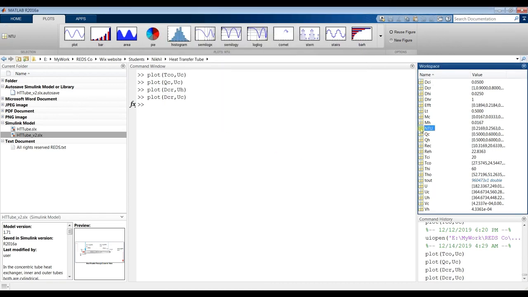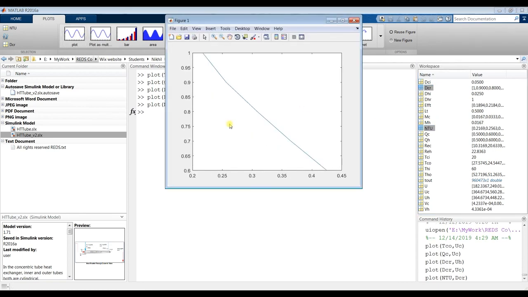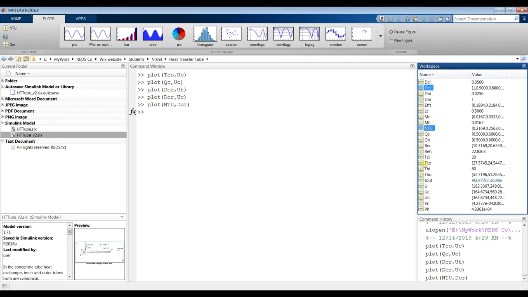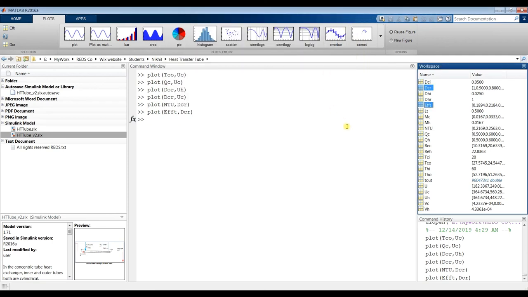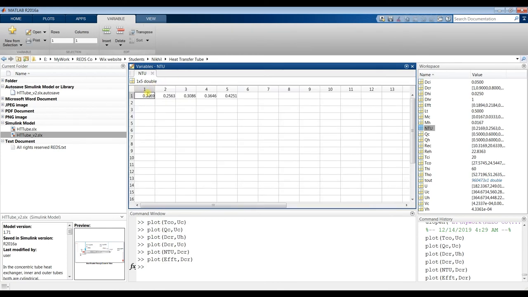What about number of transfer units? We can inspect number of transfer units based on diameter ratio. Let's go for diameter ratio. Okay, number of transfer units. Okay, and effectiveness, I think, let's go for effectiveness. Yes, effectiveness is varying versus diameter ratio. Let's see here. Okay, so you can extract your data whatever you would like. You can even double click here, you will find it stored here. You can enter more than five values.